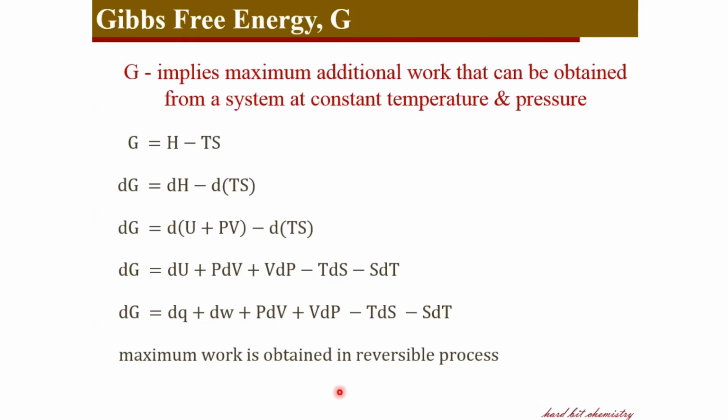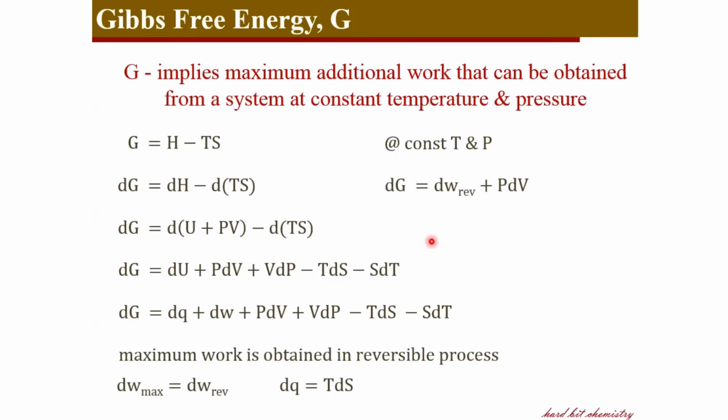Now we know that maximum work is obtained in a reversible process. So the maximum work condition is the reversible process condition. So here is the reversible work and reversible heat. Imposing the constant temperature and pressure condition, the VdP and SdT terms from this equation disappear. Likewise, the TdS, which is replacing dq, and the minus TdS get cancelled, and in the end what we have is dG equals dw, the reversible work, plus the PdV term.